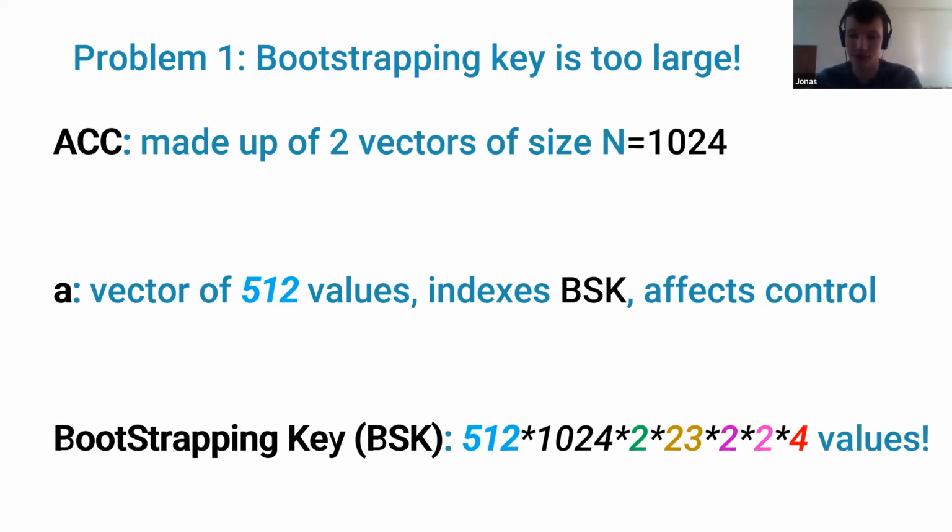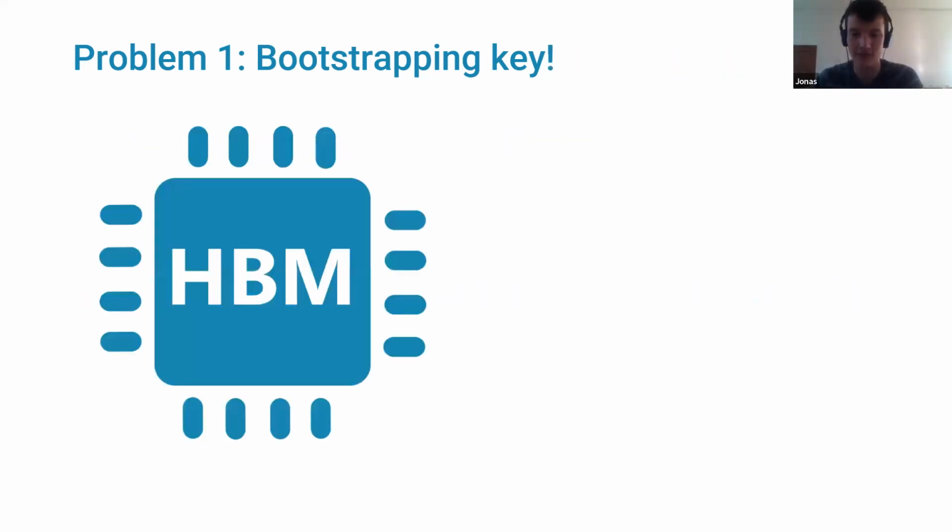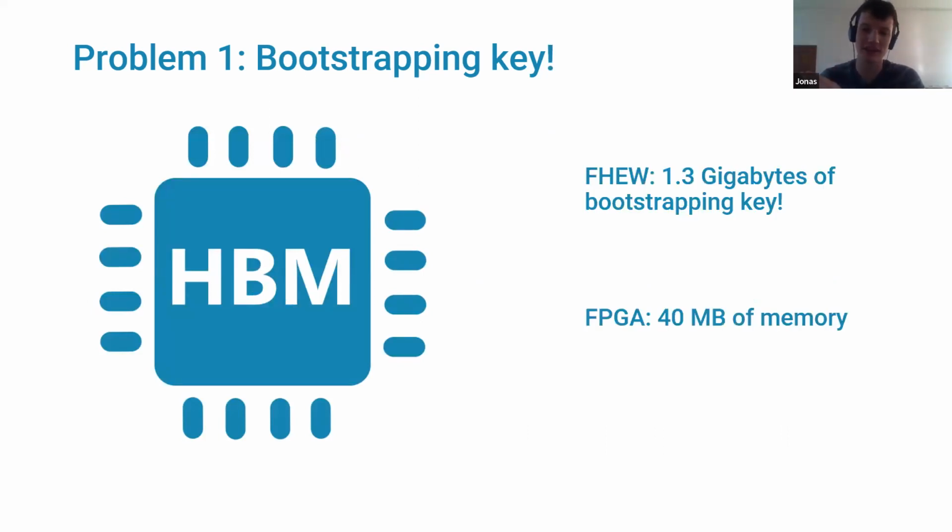And finally, you have the bootstrapping key. And the bootstrapping key is 1.3 gigabytes. It's because of all these for loops coming together to form this many values. And 1.3 gigabytes is really a lot, because the FPGA itself, if you take all the DRAMs and URAMs and registers together, gives you about 40 megabytes. And 40 megabytes is much smaller than 1.3 gigabytes. And this is a problem.